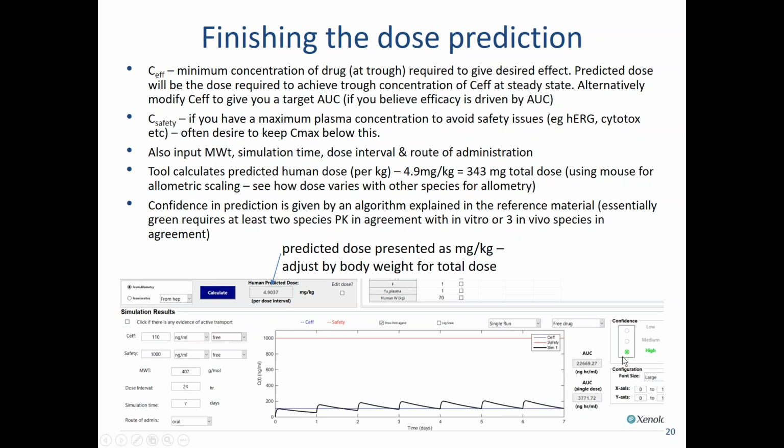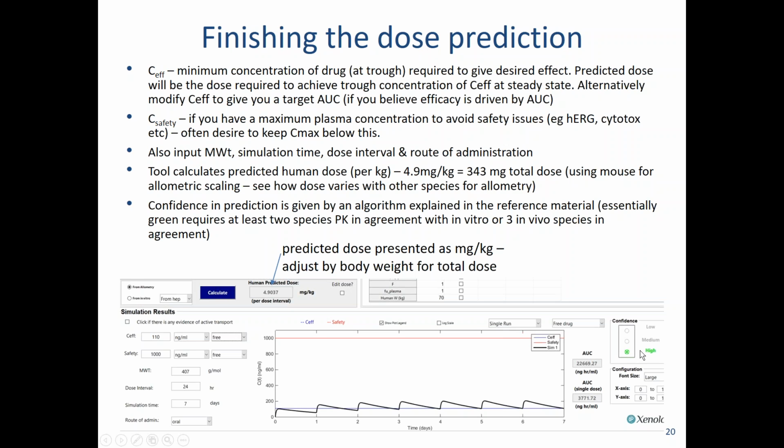You will also see down the bottom here, there's a confidence in prediction given, and that's generated by an algorithm which is explained in the reference material. But essentially, to have a high confidence, you need at least 2 species PK which are in agreement with each other, and in agreement with in vitro, or 3 in vivo species.